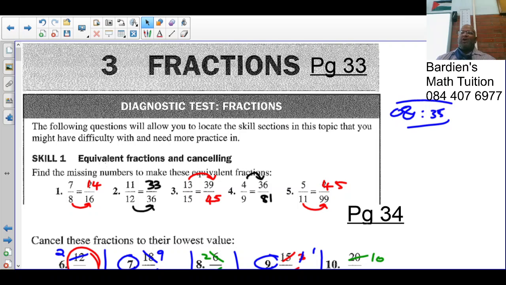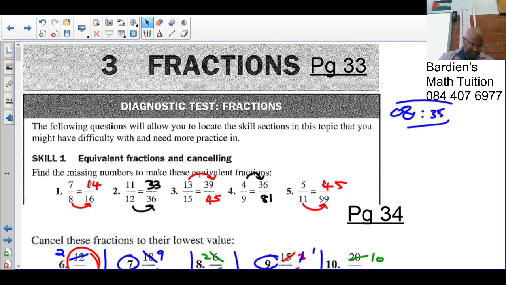In skill 6, you have to do the odd numbers as well. The first answer is 3 over 4. Number 3 is 6 over 8. 6 over 8 can be written in simplified form as 3 over 4, since 2 goes into 6 and 2 goes into 8 without remainder. So you must always simplify as far as possible, or you are going to lose a mark.